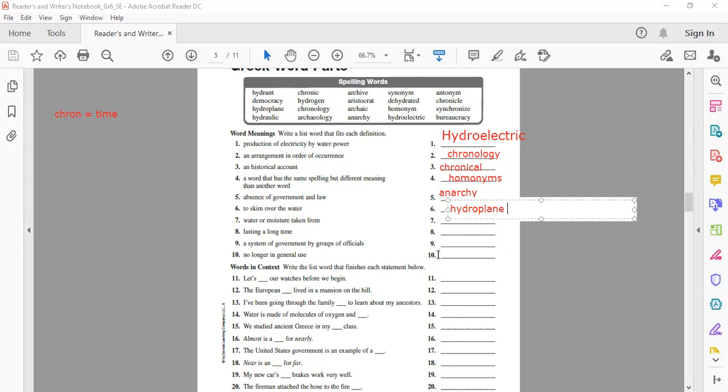Number 7. Malak, are you back? When you come back, Malak, tell us. Water or moisture taken from. For example, I went in the sun, but I didn't have enough water. Am I hydrated or dehydrated? Dehydrated. Excellent job. So we have dehydrated.